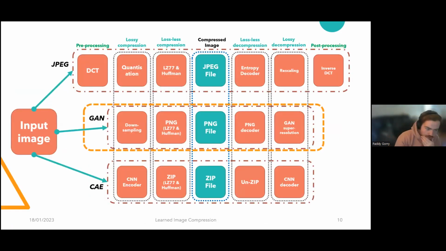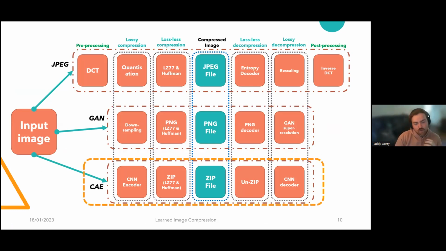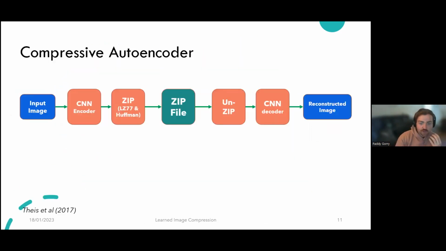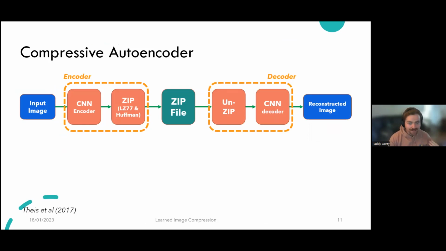So now we're going to look at my main focus for this, which is what we call the CAE, the compressive autoencoder. Now, an autoencoder consists of two different neural networks, trained together during the training process. There's an encoder and a decoder, and in the middle here, we have our compressed file.